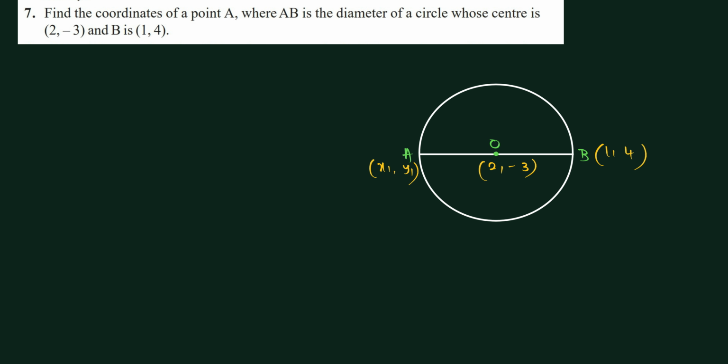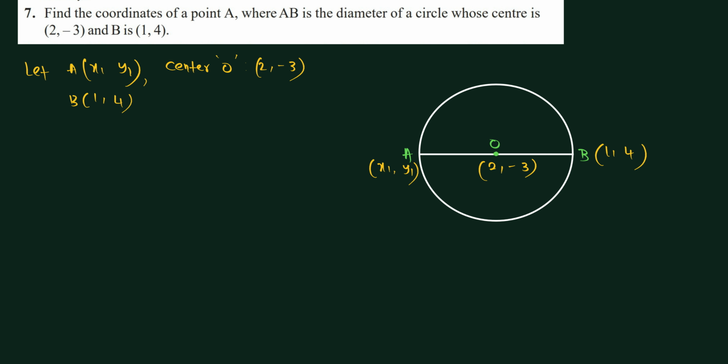Okay, so I'm writing here. We need to find the A. So you have to use here also the midpoint formula. Let A be (x1, y1), and the center of the circle O is (2, -3), and B value is (1, 4), and AB is the diameter of the circle.